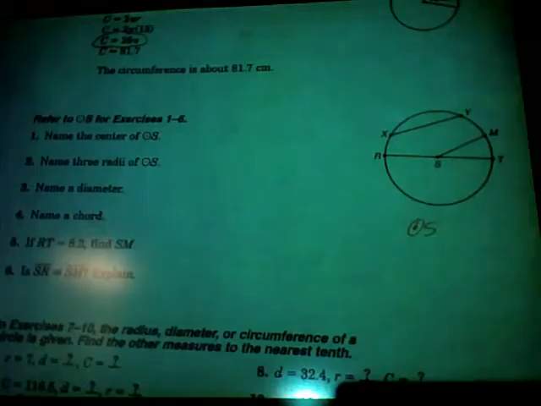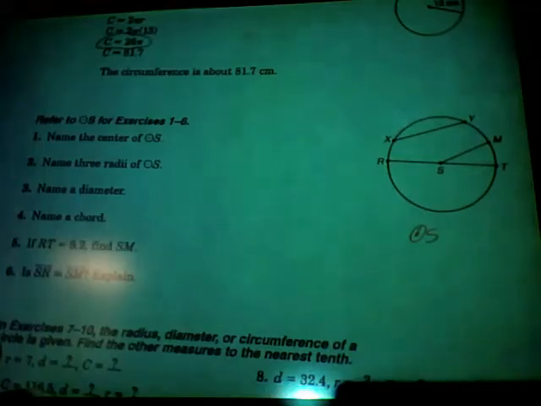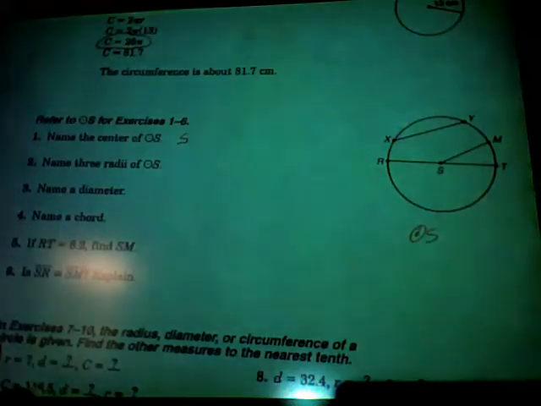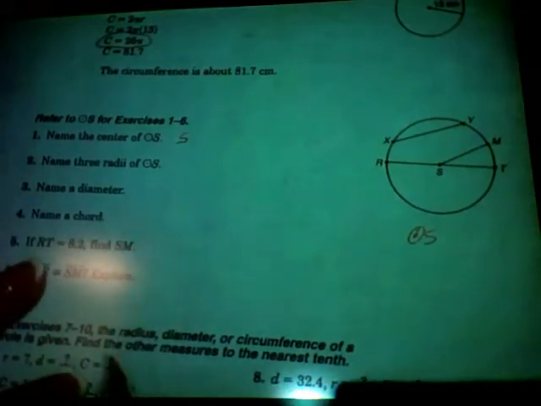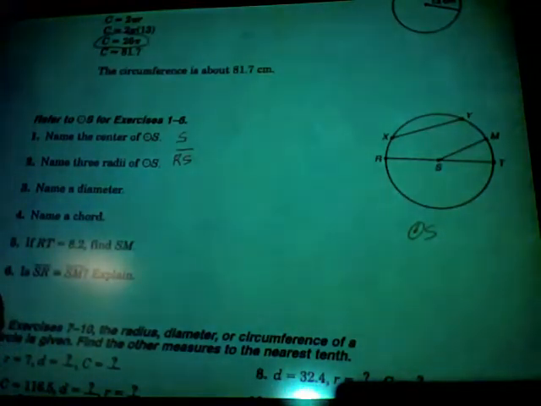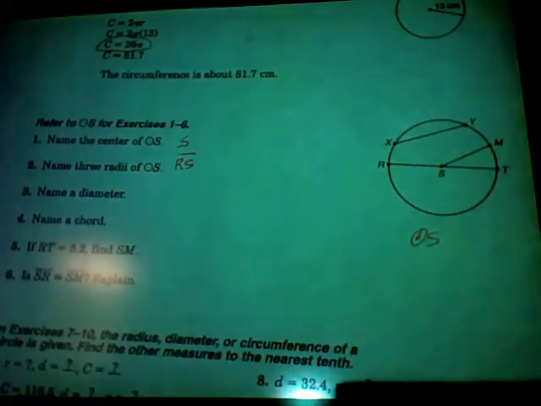Alright, so what's the center of circle S? S. All you have to do is put an S because the notation for a point is just a capital letter. You don't have to put point S, just an S. Then name 3 radii of circle S. Give me one. Seth? RS with a line above it. Is SR the same radius or a different one? Same. So if I said to name 3 radii and you said RS is one and SR is another one, am I going to count those as 2 different radii? No. So be careful. What's the second one?